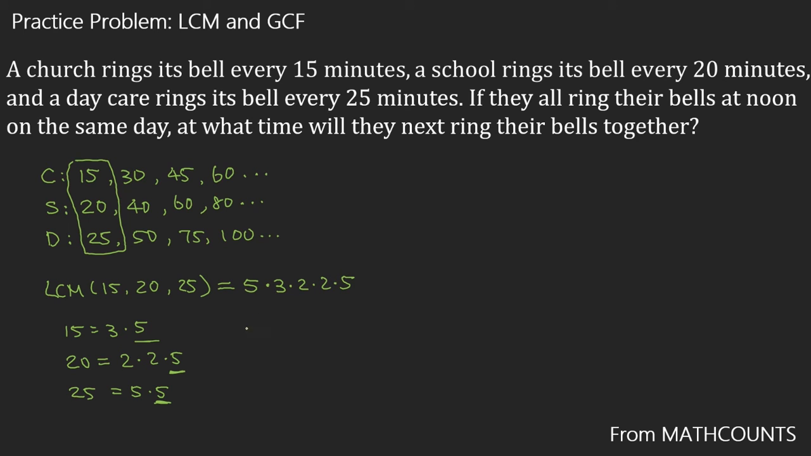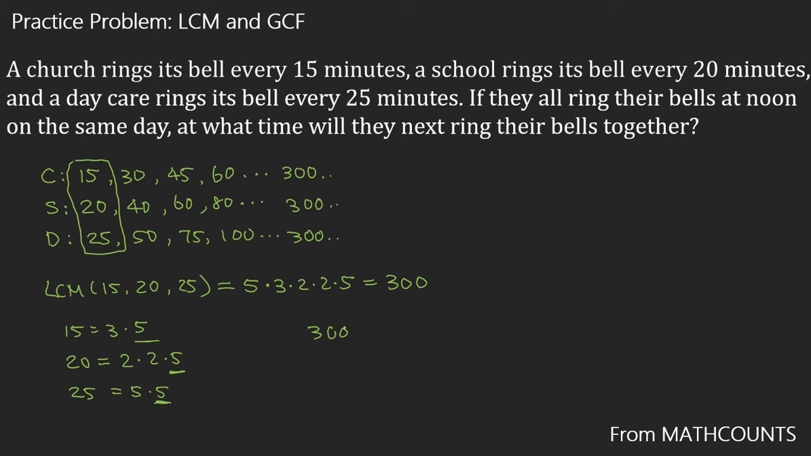Okay. So 5 times 2 is 10. 2 times 5 is another 10, multiplied by 3. So we have 3 times 10 times 10, which is 300. So this means in each sequence, they will eventually reach the number 300. And this 300 is also the time interval at which they will next ring their bells together.